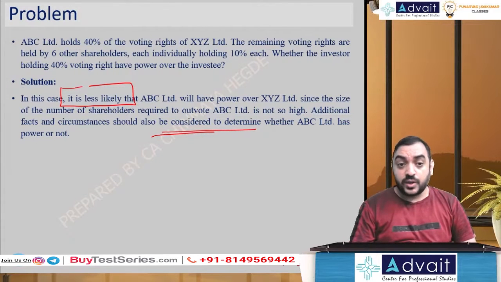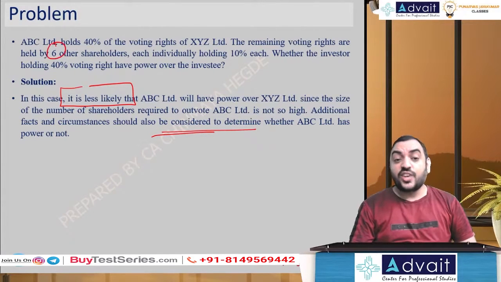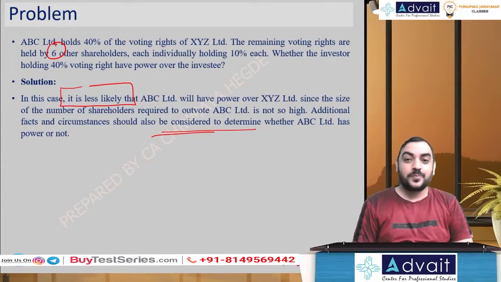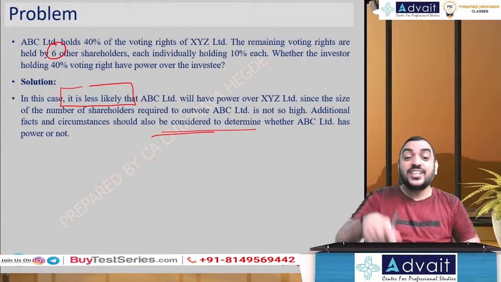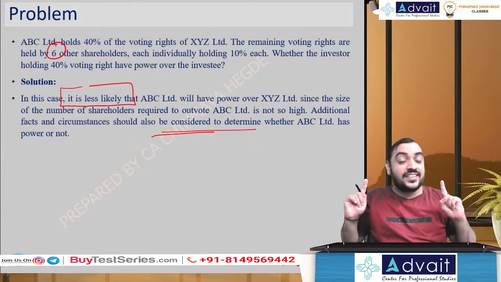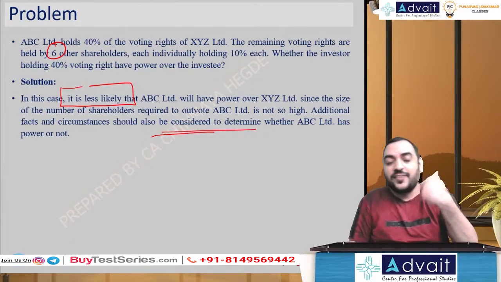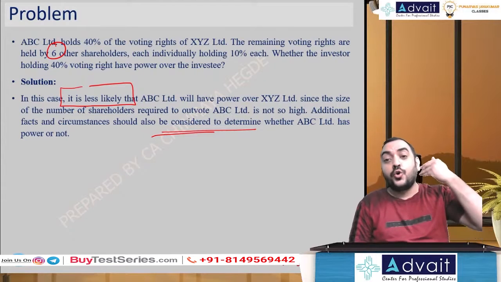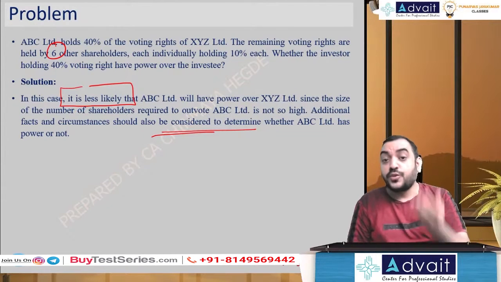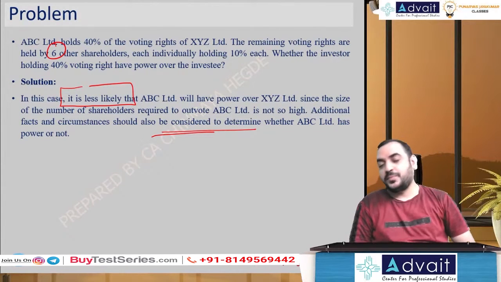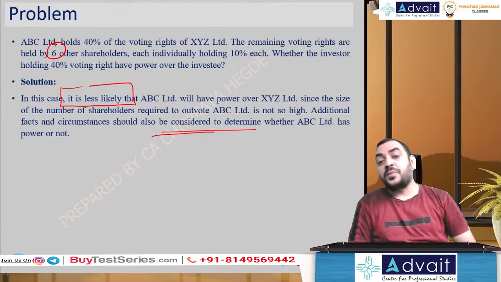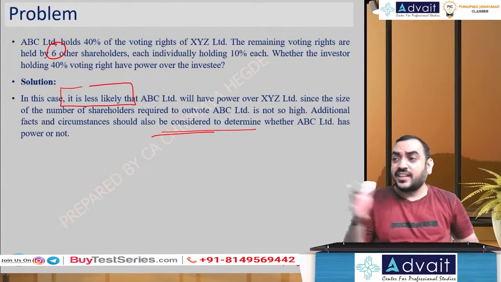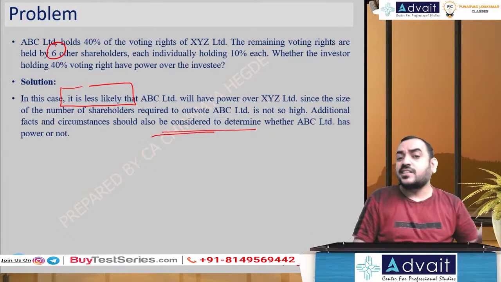But instead of six shareholders, if there are 60 shareholders having 1% each, then ABC Limited having 40% is more likely. We never give answers in the sense that we don't go authoritatively. We don't go by rules. We go by principles. So if 60 shareholders are there having 1% each, it's unlikely, right? 60 people coming together and voting against ABC Limited.